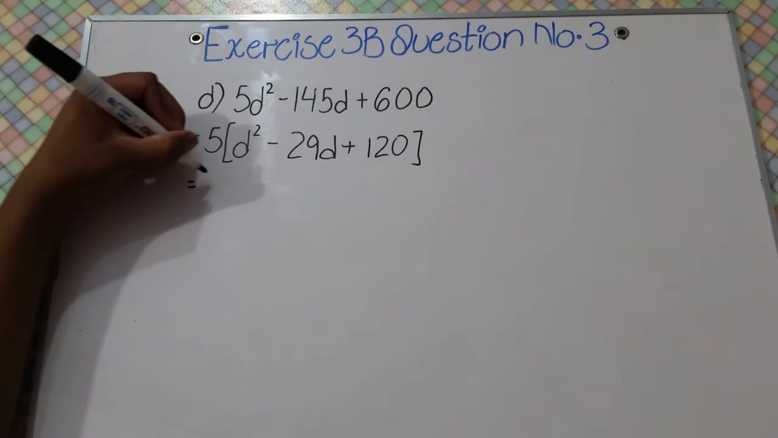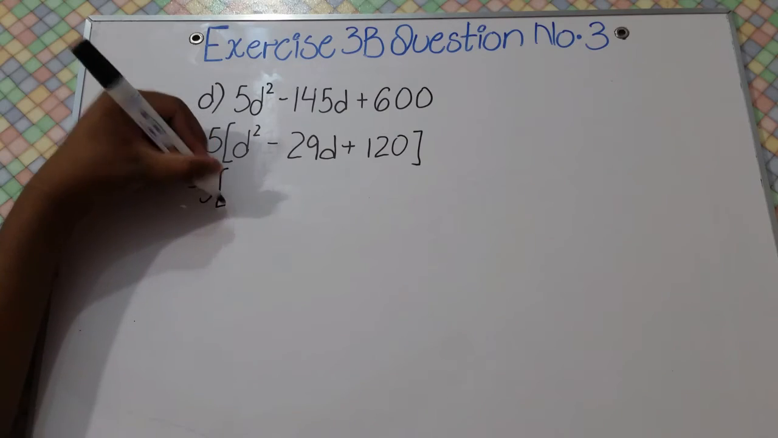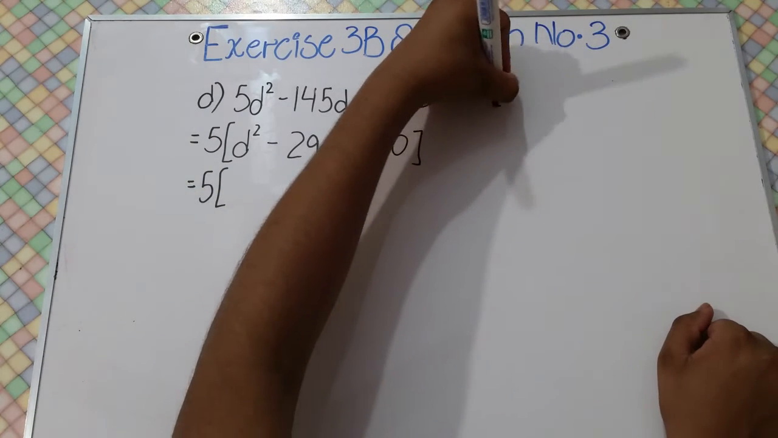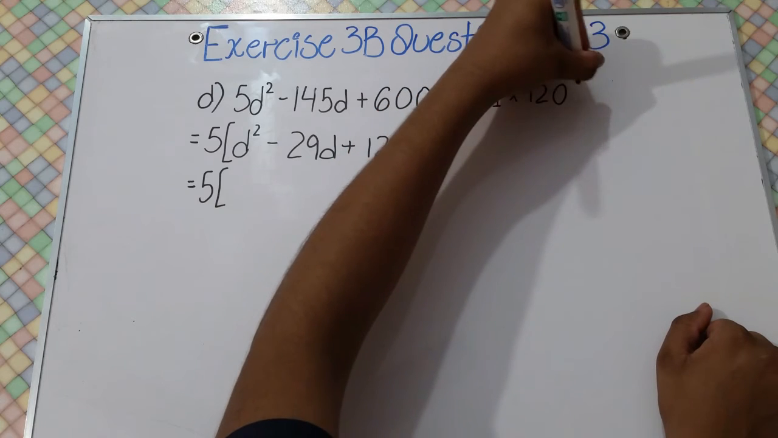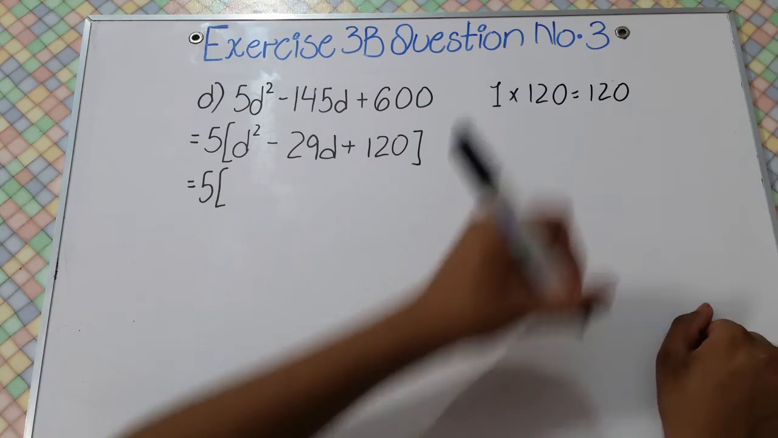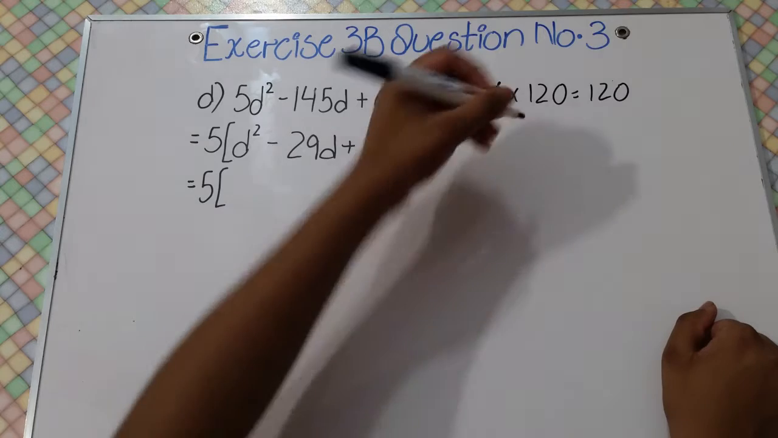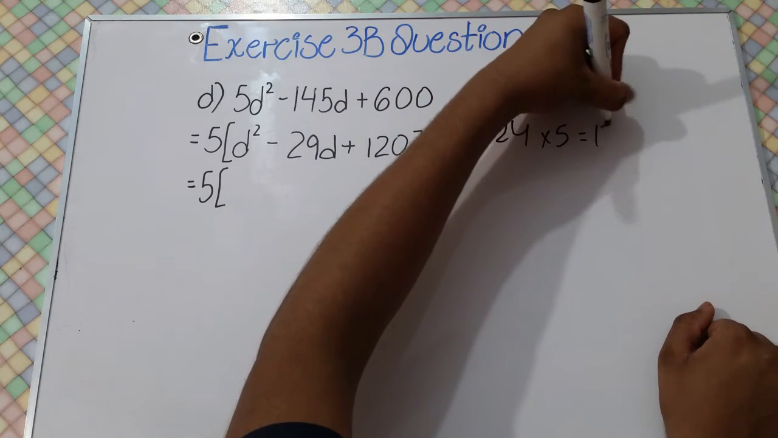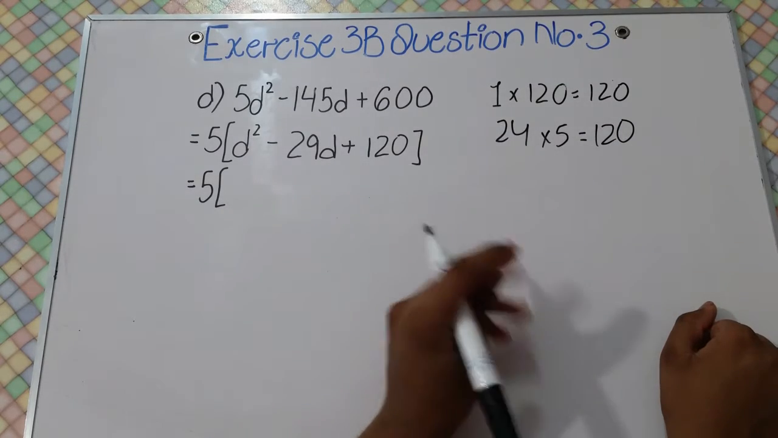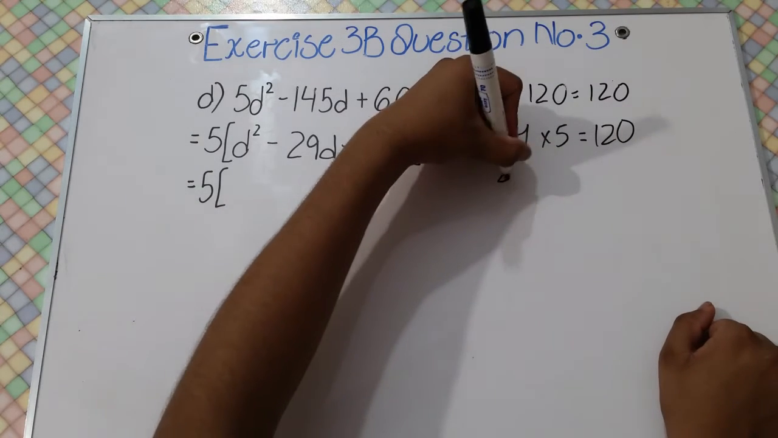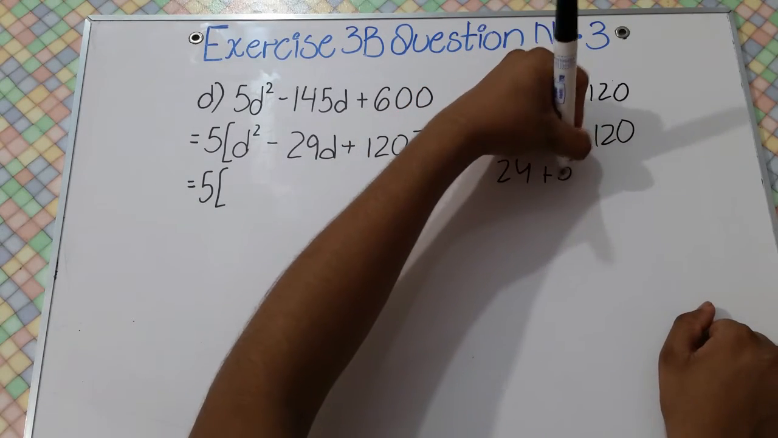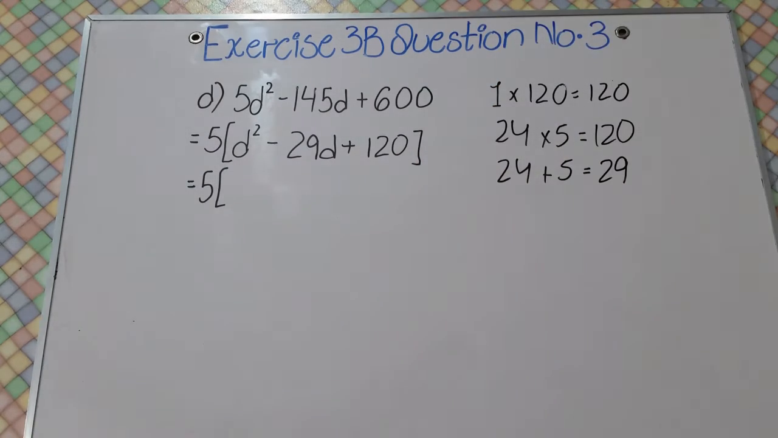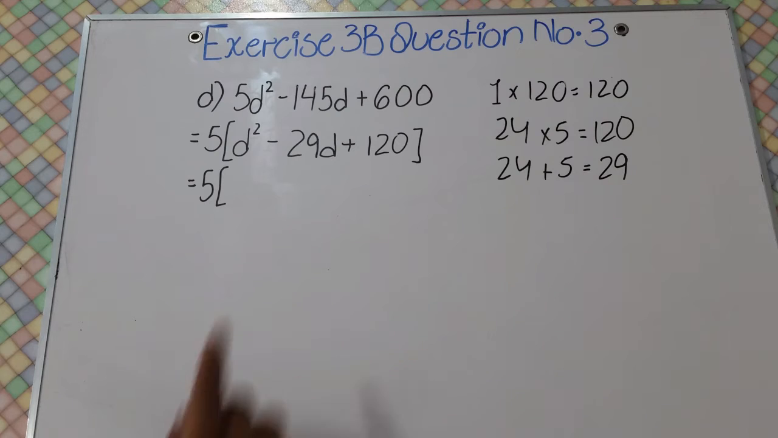Now I'm going to find the middle term, 5 as the common, and now the middle term 29. So this is 1 and 120. So 1 multiplied by 120 would be 120. And then if I multiply 24 with 5, I think so, it is 120, yes. And then if I add 24 plus 5, it is 29. Okay, so I think this is the perfect middle term of 29.